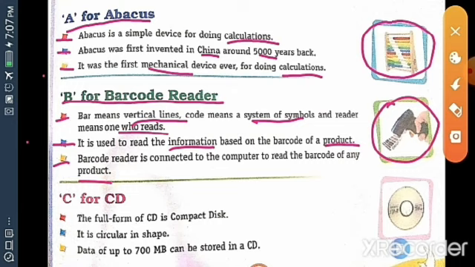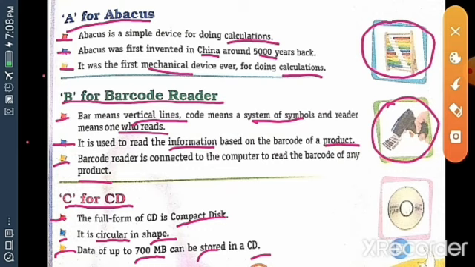Now our next alphabet is C for CD. First one, the full form of CD is compact disc. Second, it is circular in shape. Third one, data of up to 700 MB can be stored in a CD. Okay, see, what is CD?